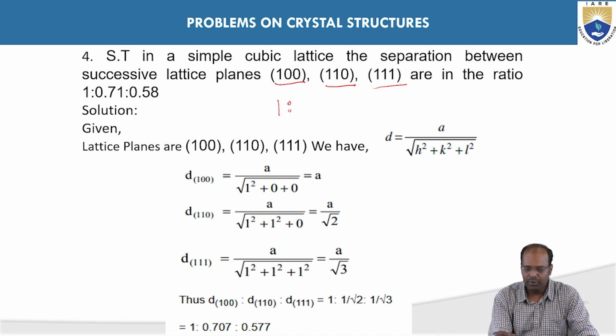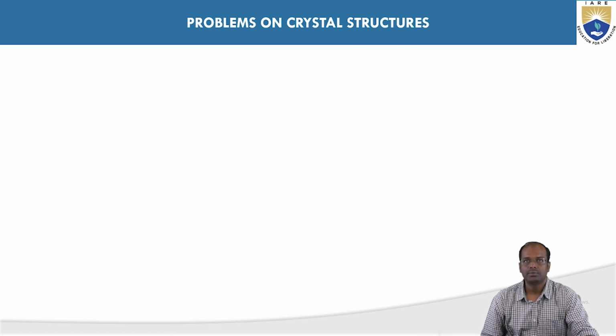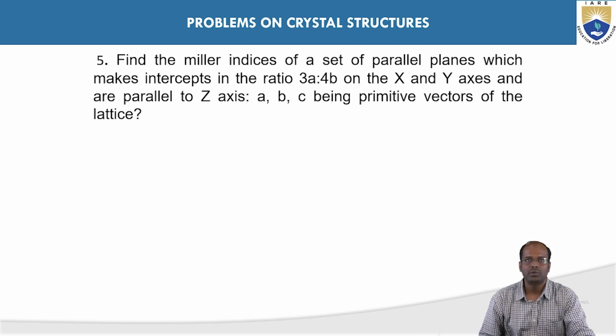a we don't know. So to find out, what we are getting: d for the 100 plane is a by square root of 1, then a by square root of 2, a by square root of 3. So we are getting the resultant values 1 is to 1 by root 2 is to 1 by root 3. So finally we are getting 1 is to 0.7071 is to 0.577, the final values. That is the fourth problem.